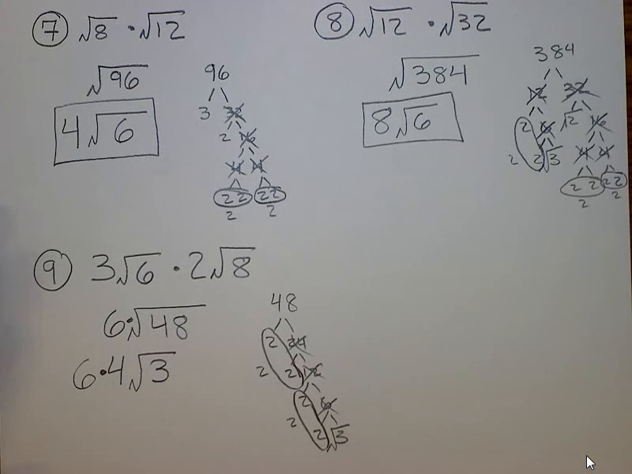And to finish it off, we have to do 6 times 4, which is 24, and we just have the square root of 3. And that is your final answer.